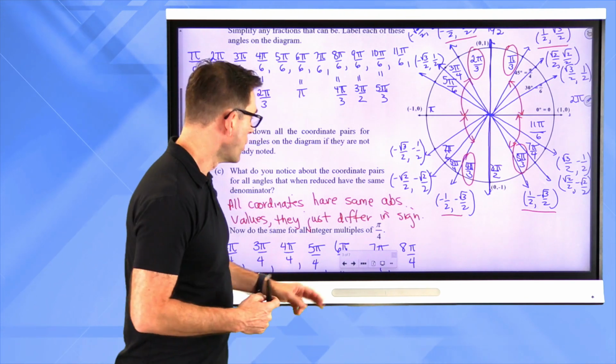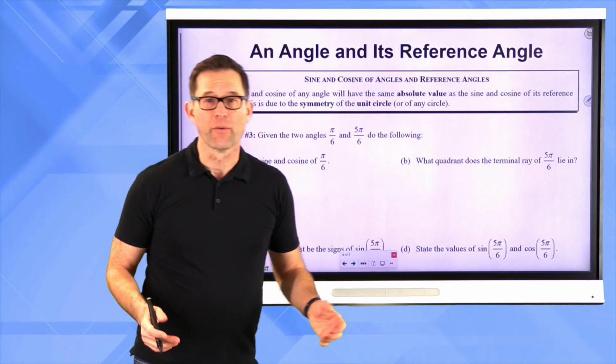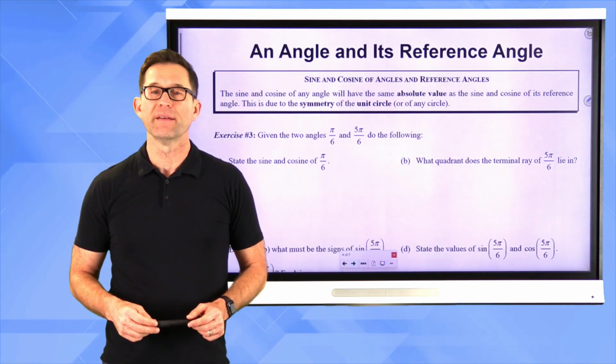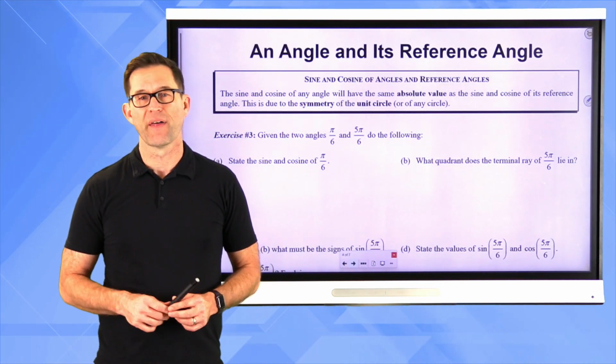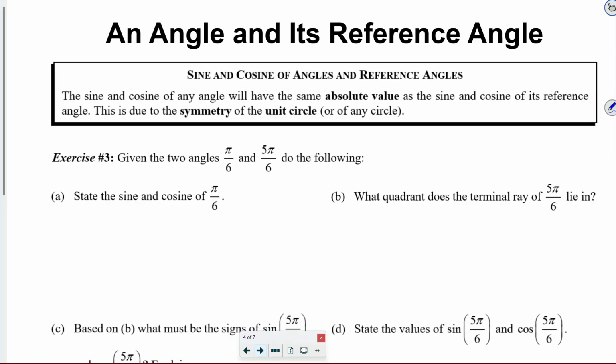Okay, so where do we go from here? An angle and its reference angle. Let's talk about that. Sine and cosine of angles and reference angles. The sine and cosine of any angle, not just the special angles, but any angle, will have the same absolute value as the sine and cosine of its reference angle. This is due to the symmetry of the unit circle, or of any circle.